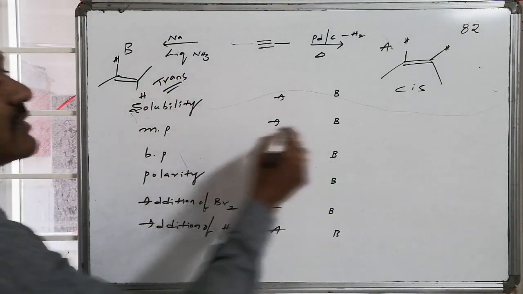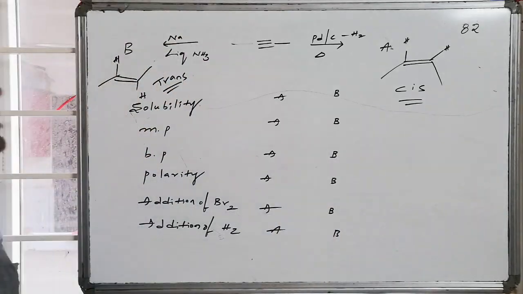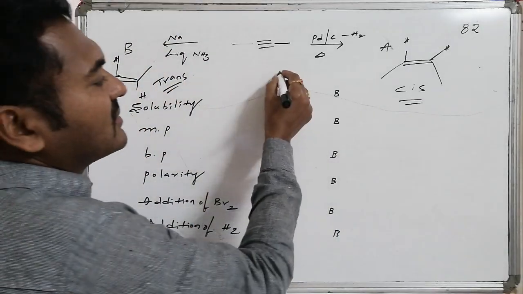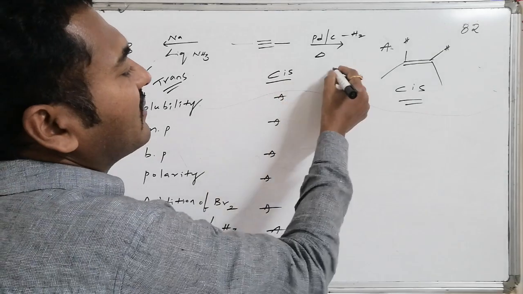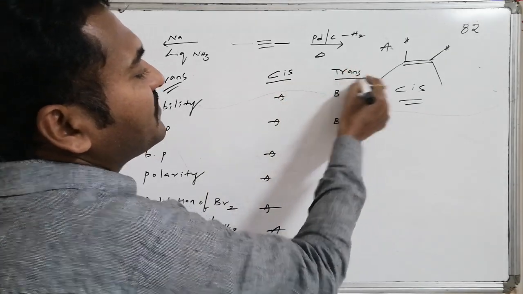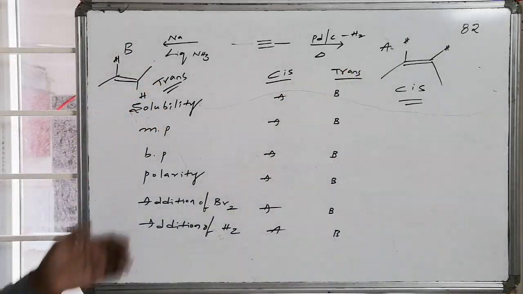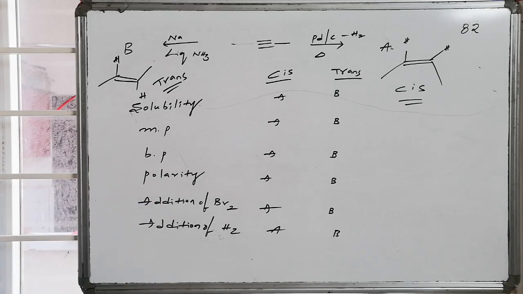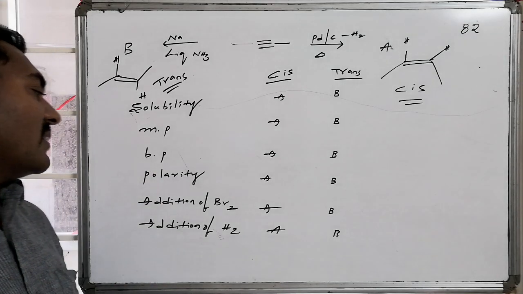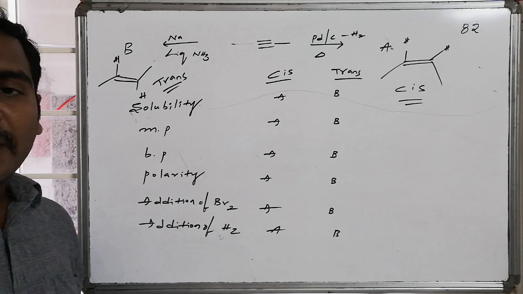These two are said to be what? Geometrical isomers. Here we can claim that A is what? Cis. Cis is A, whereas trans is what? B. Now we will compare the properties related to the polarity, melting, solubility, dipole moment and all other things. Let us go for polarity.